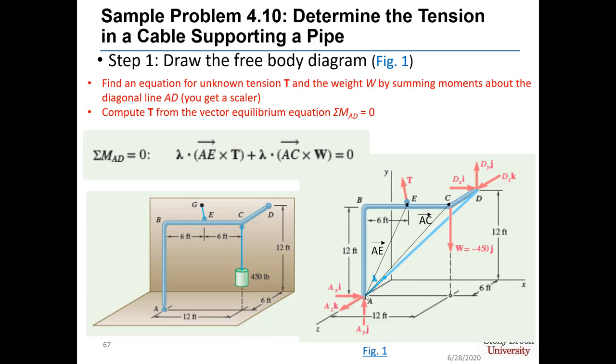The second component of our equilibrium equation is that we have to take the weight W, which is acting at point C and acting down, that's our 450-pound weight, crossed with vector AC, and then we have to take the scalar product with the same vector lambda that is on line AD. So our moment A sub D actually has these two components. And we're going to have to do a lot of vector math to find what vector T is.